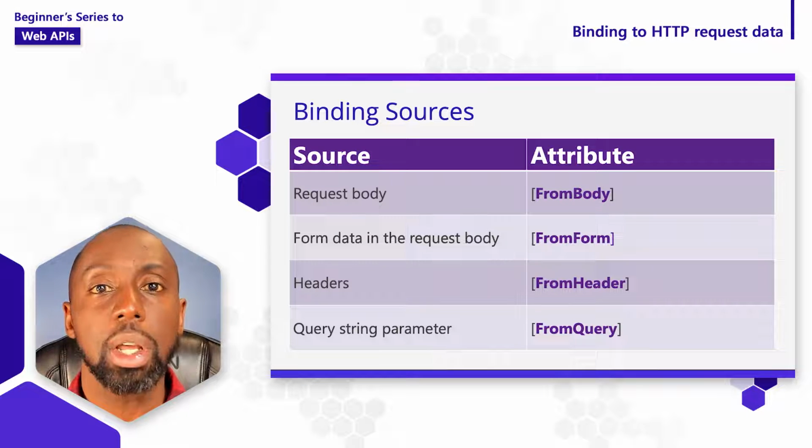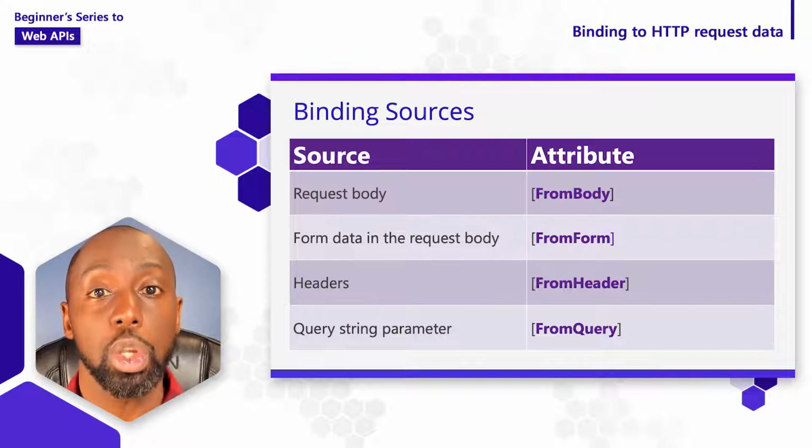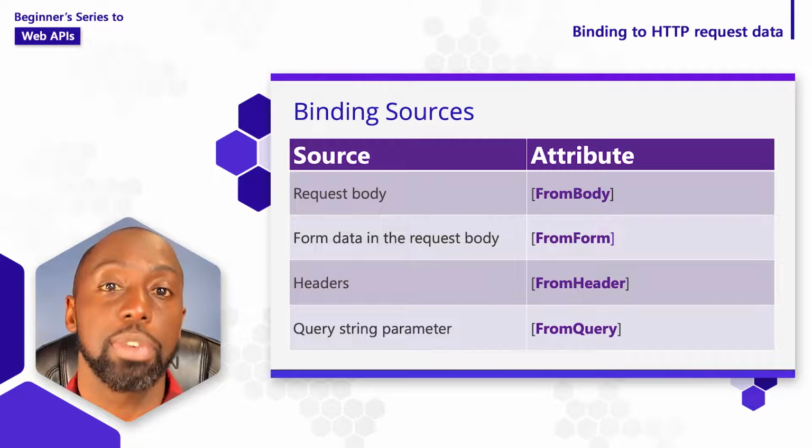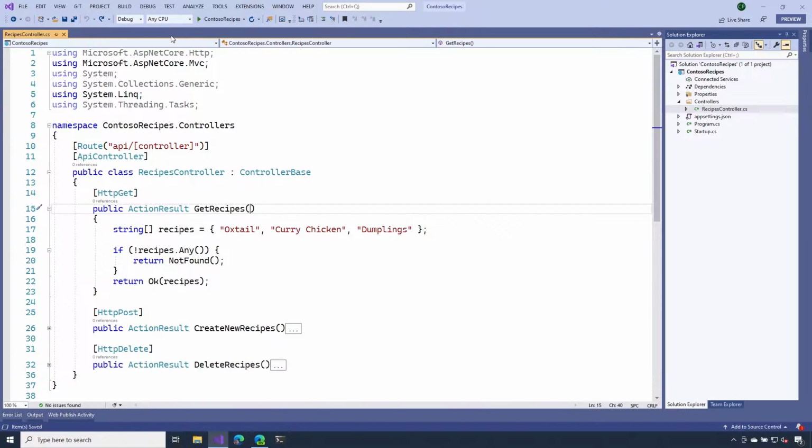Now, let's take a look at a practical example and see how we can use these binding parameters inside of Visual Studio. Let's take another look at our get operation inside of our recipes controller. Now, a common ask whenever requesting resources is to be able to limit the number of resources that get returned from our API. And one way we could do this is by specifying a count parameter.